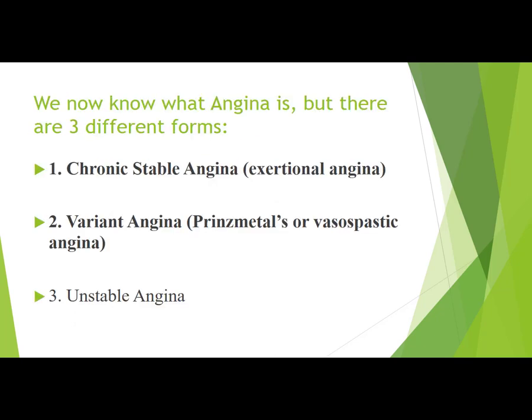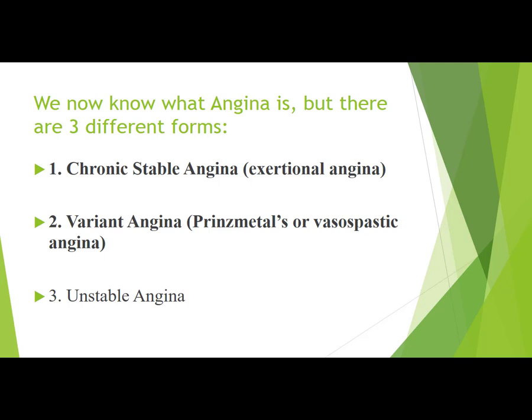Now, we understand what angina is, but there are three different forms of angina, just to make it a little more complicated for you all. We can start with chronic stable angina, which is also known as exertional angina. There's variant angina, or Prinzmetal's or vasospastic angina. And lastly, there's unstable angina. Now, specifically for this class, all you need to know is chronic stable and variant angina and the difference between the two.